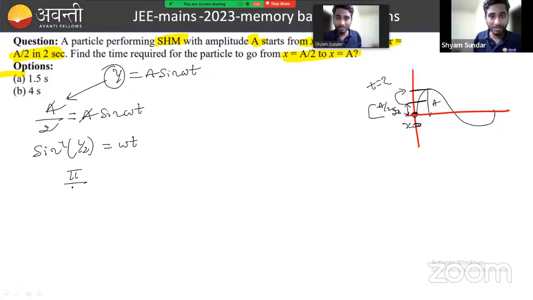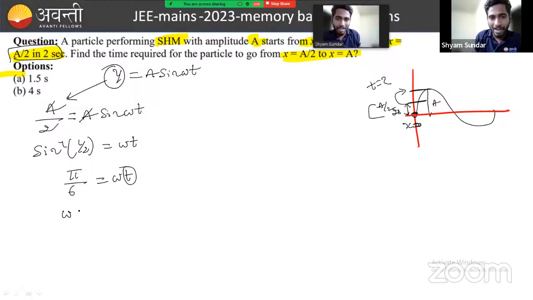May I know in the chat box? Exactly, pi by 6. Very good. Pi by 6, which is sine 30, equals omega t. Now look here, this is the omega value. We know that up to A by 2 the time taken is 2 seconds. They have given it in the question, look in the corner: 2 seconds. Now if I substitute 2 seconds here, it goes to the denominator.